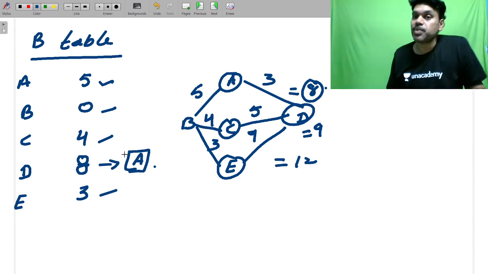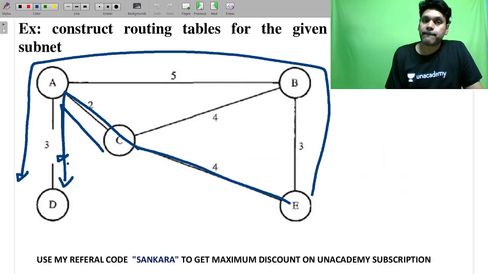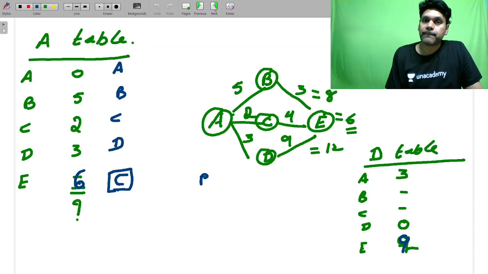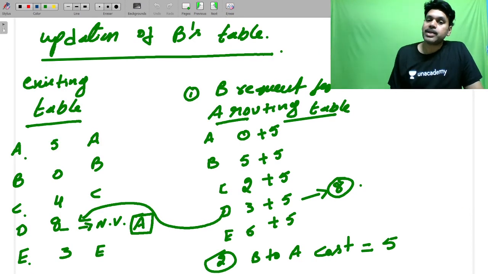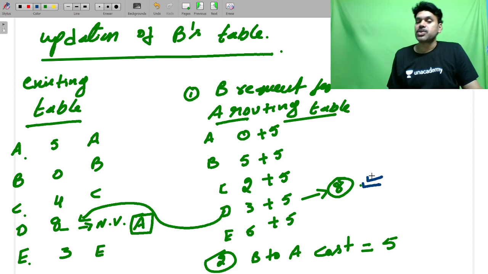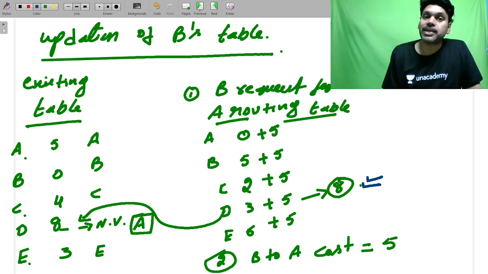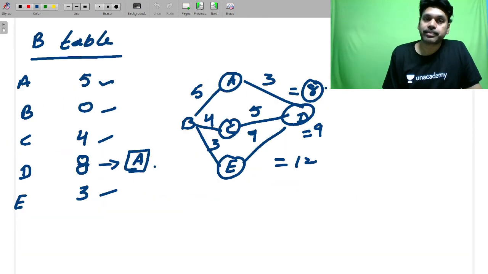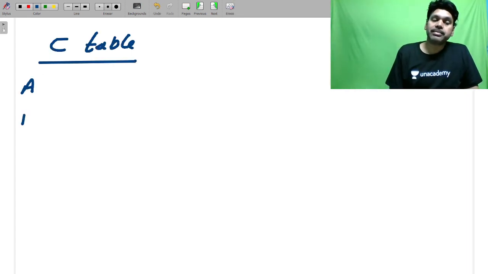Okay, this is about B table. So B to D is 8. So here in the process also we got B to D 8 only. So shortcut you please prepare always. Now we want to find C table. So after this you continue remaining.